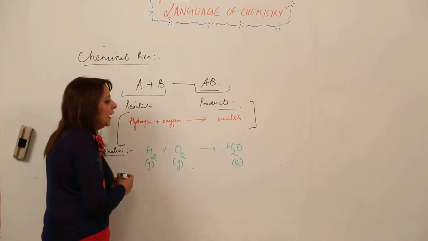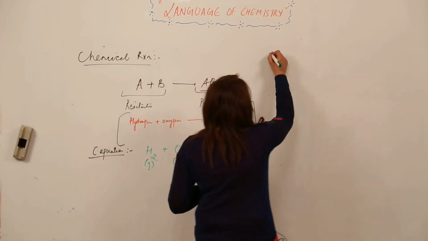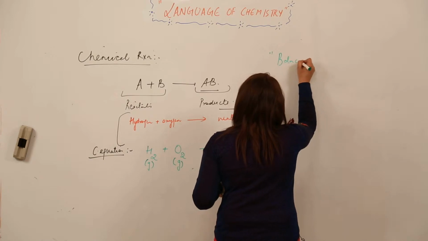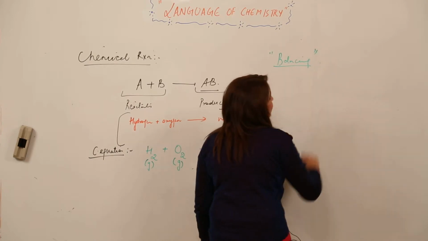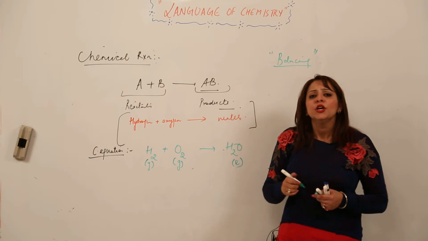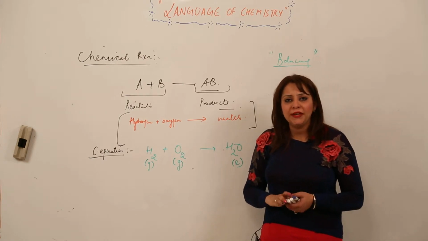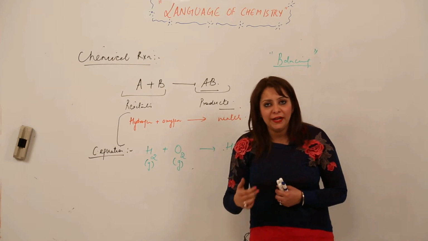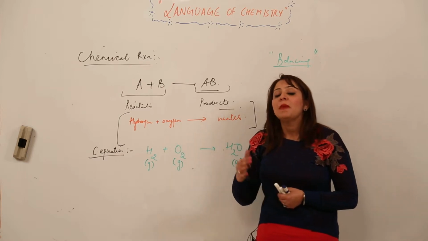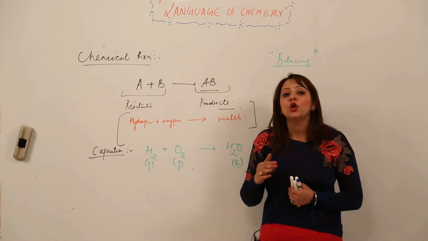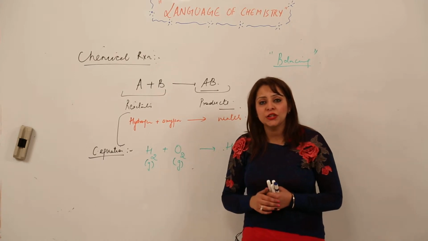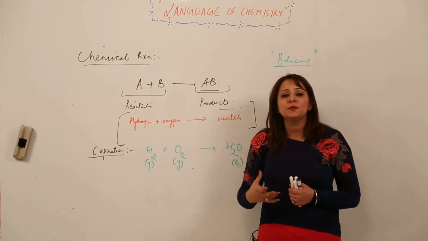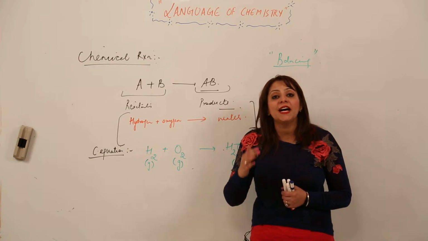Before we start with balancing, I want you to know why balancing is done. And you all know, we did in the previous topic as well, there is the law of conservation of mass that is obeyed by matter. That means mass can neither be created nor be destroyed in a chemical reaction. Though the form may change, the mass is going to remain unchanged.